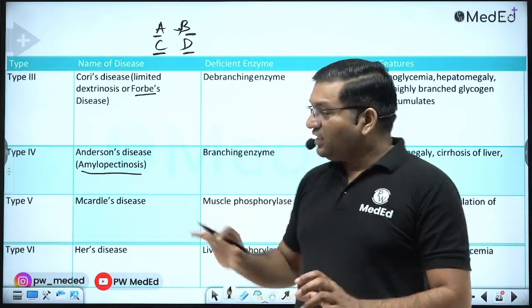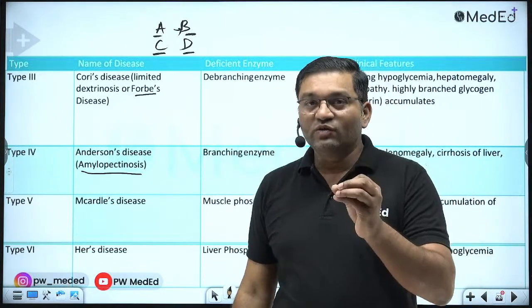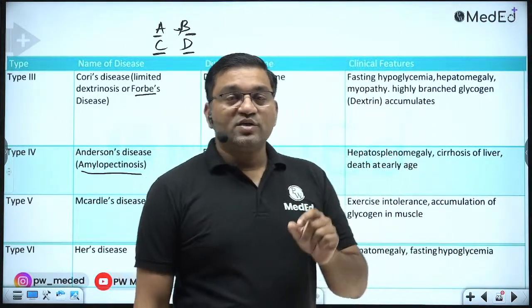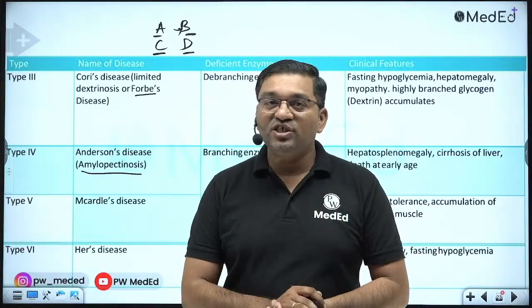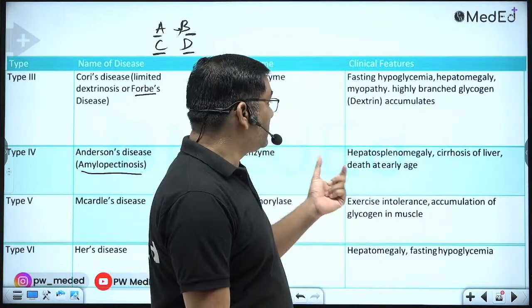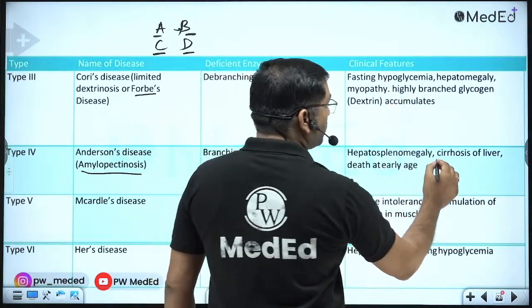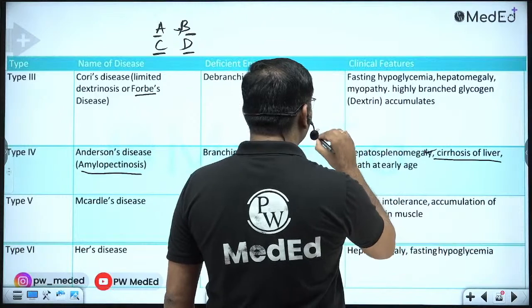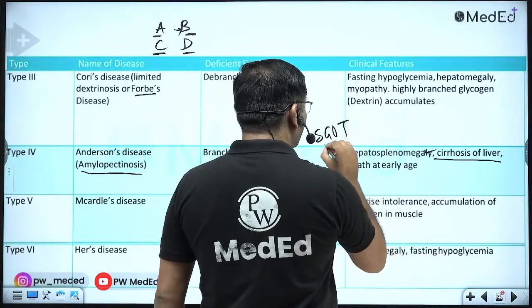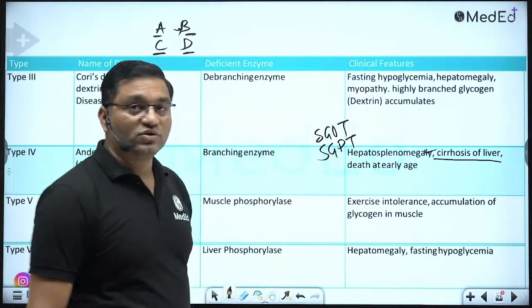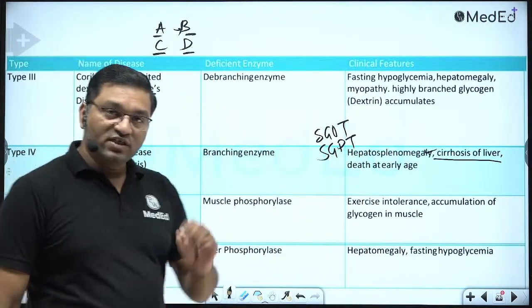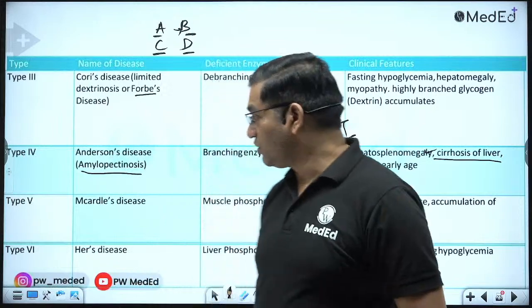In both there is muscle involvement and also liver involvement. Principally there is liver involvement, with an increase in SGOT and SGPT levels. There is progressive liver cirrhosis in both, and an increase in SGOT and SGPT levels in type 3 and type 4 glycogen storage disorder. There is muscle involvement also in this disorder.